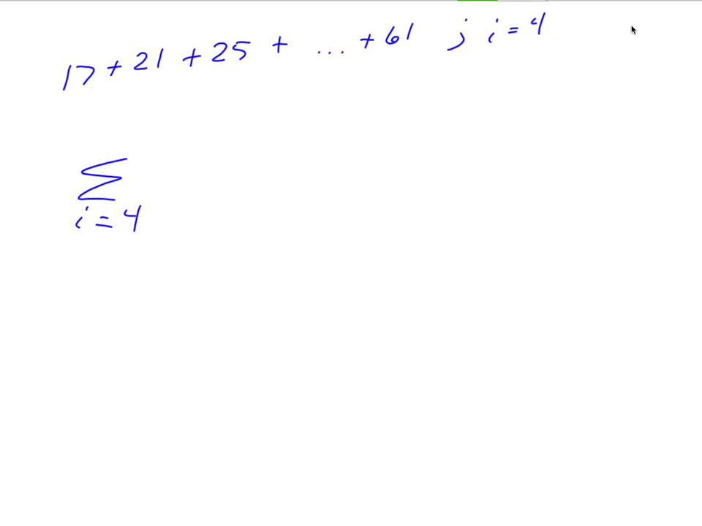A1, which is 17 plus (i minus 1) times the common difference, which is 4. Now, this one is not correct. I need to make a small change to it to make it correct. What's different about this problem than the first problem? i equals 4. So what do you think needs to change in my formula to account for that?